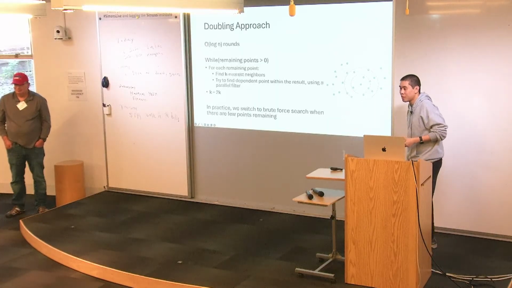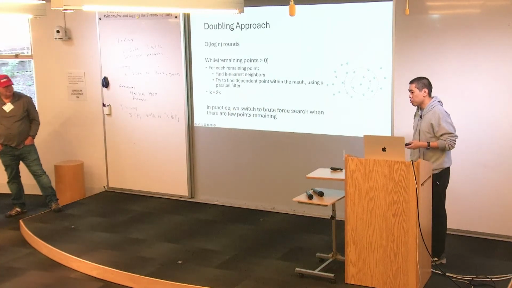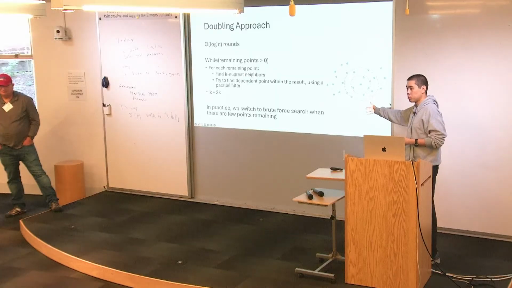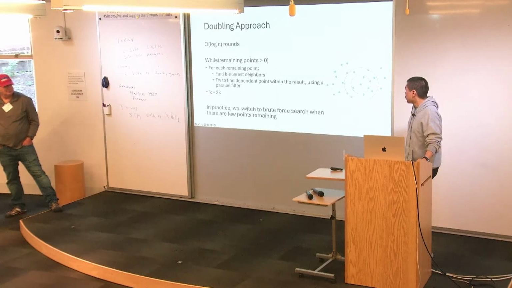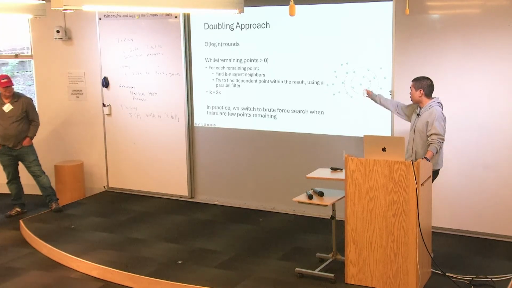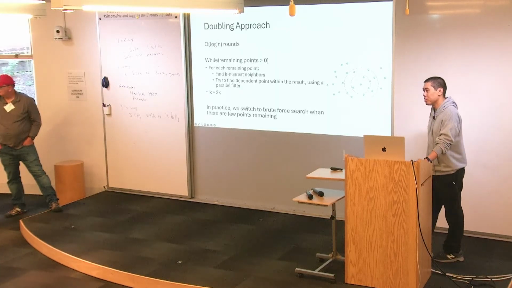And how soon does that tend to cut out? I think in our experiments, when there are about 300 points left, we just switched to the brute force approach. And how many doubling rounds have you done at that stage? I think it depends on the data set. We start at K, and then I don't remember exactly. It's probably around 10 to 20, something like that.